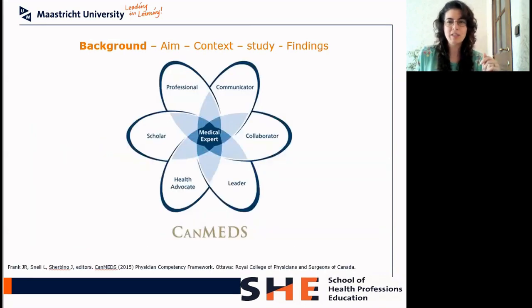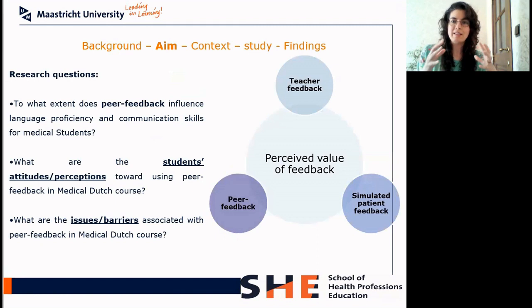At Maastricht University, we follow the CanMed model. And here, specifically in this course, we focus on professional skills, communicator, and collaborator. Going more into the details of this specific study, we focused on the perceived value of peer feedback. In this context, students received feedback from teachers, from simulated patients, and from their peers on their performance in their consultation as a doctor.